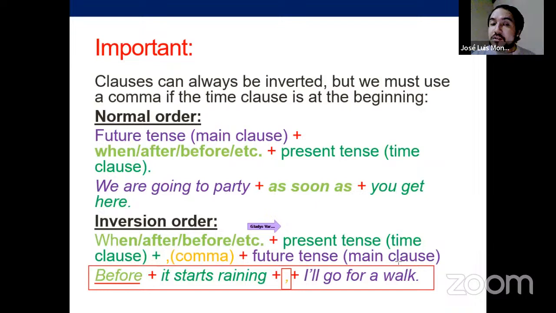And all with inversion, the three of them with inversion, guys. It means that you have to start with when, after, before, until at the beginning of the idea, and you need a comma to divide it with the next clause.